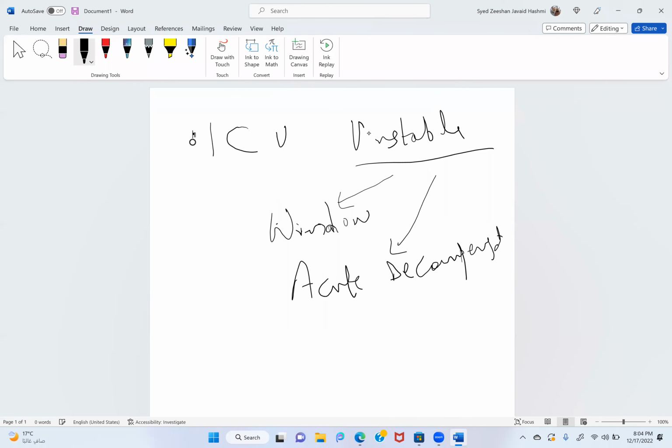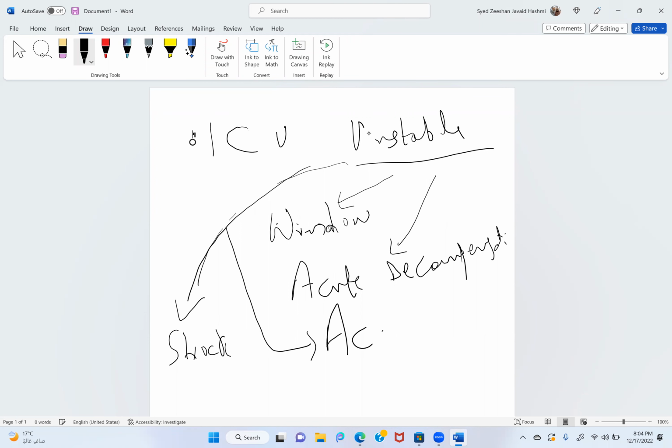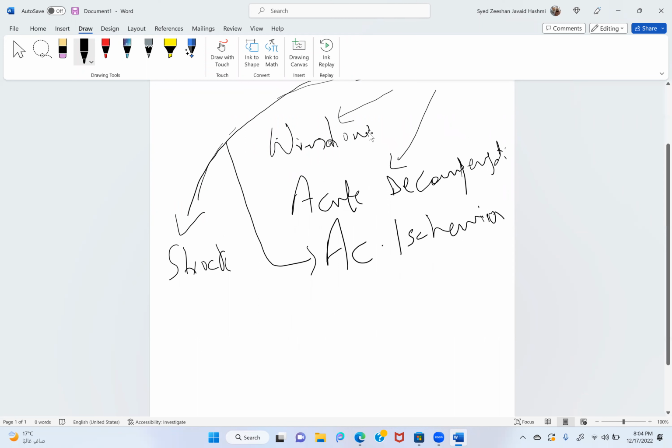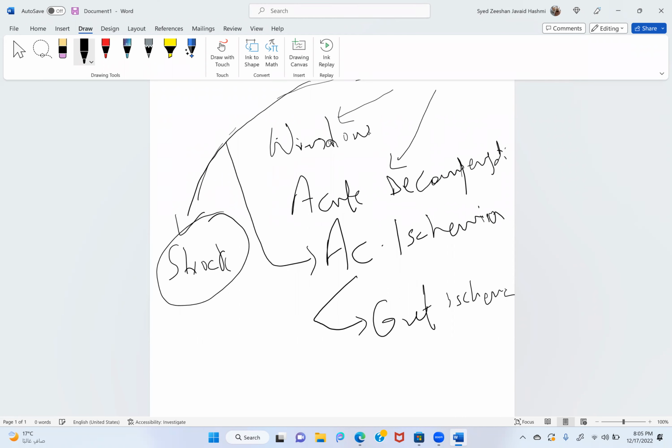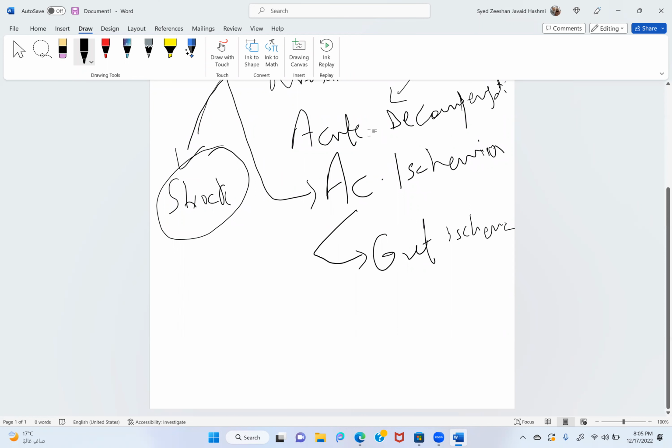For example, there was a patient in ICU in shock, and now this patient developed acute ischemia somewhere, for example gut ischemia, because the patient was on inotropes. So this will be one probable scenario in which you have to do the surgery.